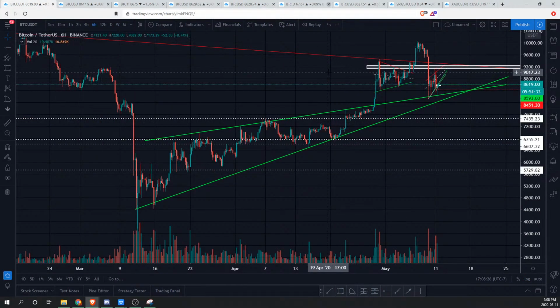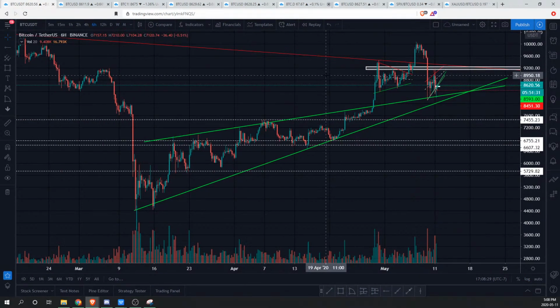So now that we've gone over the larger time frames, we are looking for short-term bearish, but long-term, if we're talking this year, 2020, we are extremely bullish for BTC.